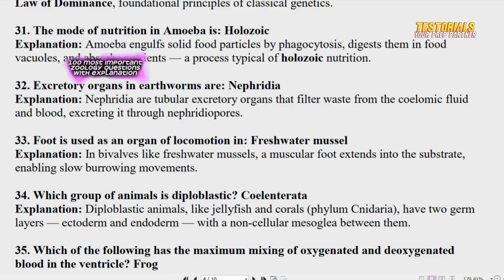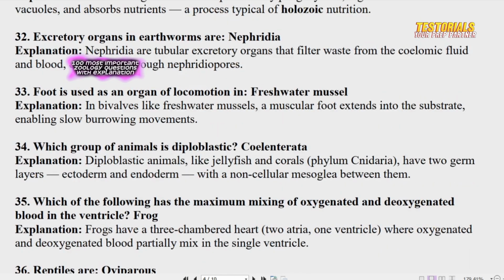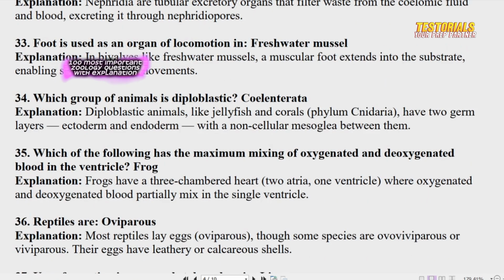33. Foot is used as an organ of locomotion in freshwater mussel. Explanation: In bivalves like freshwater mussels, a muscular foot extends into the substrate, enabling slow burrowing movements. 34. Which group of animals is diploblastic? Coelenterata. Explanation: Diploblastic animals, like jellyfish and corals, phylum Cnidaria, have two germ layers, ectoderm and endoderm, with non-cellular mesoglea between them.